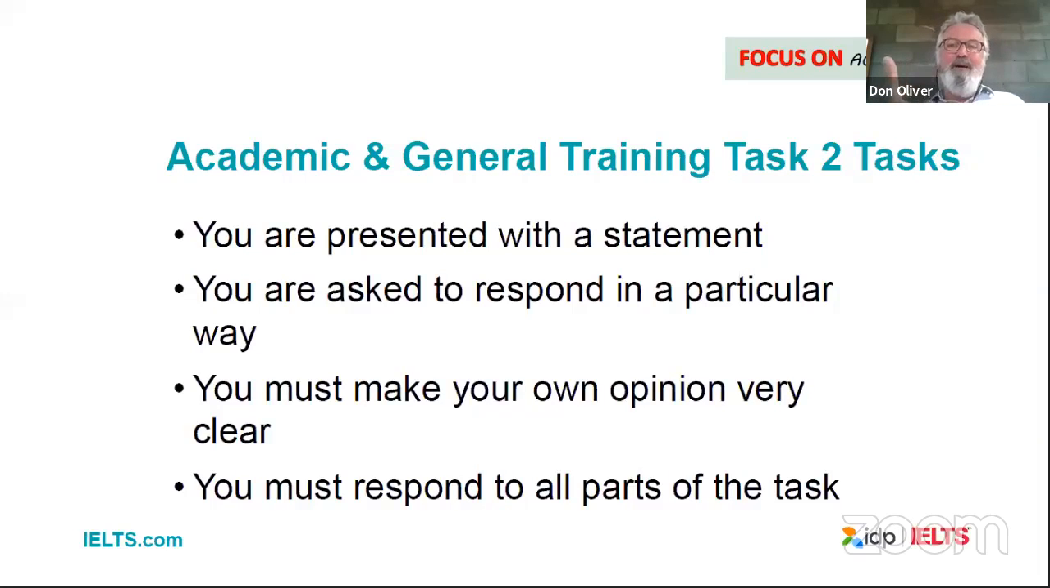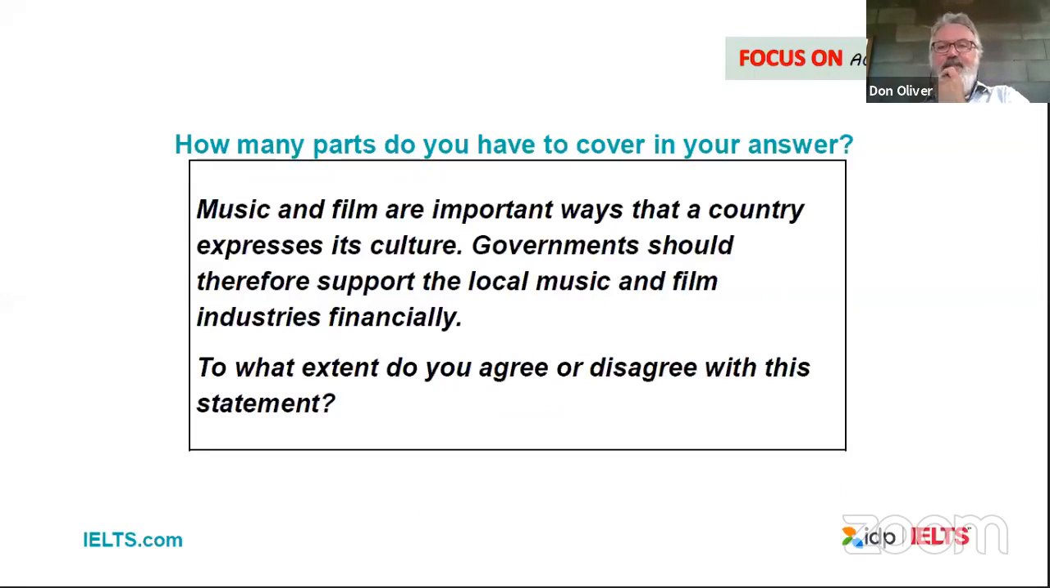Let me remind you that one good way to see how to give an opinion is to look at opinion pieces in newspapers or magazines. People are writing task 2 essays every day. If you go to an opinion piece in a newspaper, you'll see someone giving an opinion. And remember, you must respond to every part of the task. We're going to look at that in some detail now.